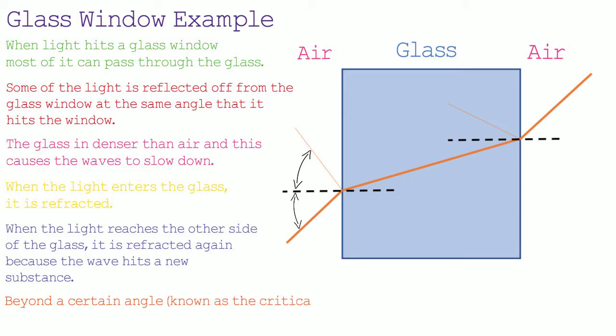Beyond a certain angle, known as the critical angle, all waves are reflected off a substance. An example of where this occurs is optical fibers. Optical fibers use infrared waves or visible light to send information across long distances. The waves are reflected off the sides of the optical fibers, and this is how the information travels from one place to another.